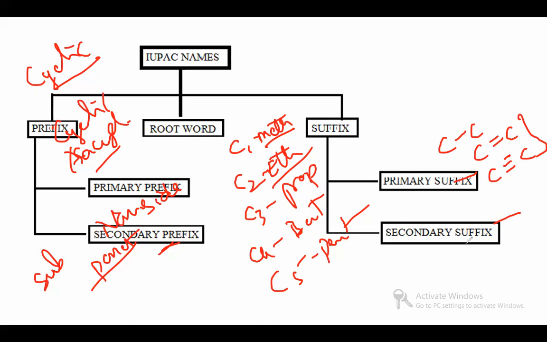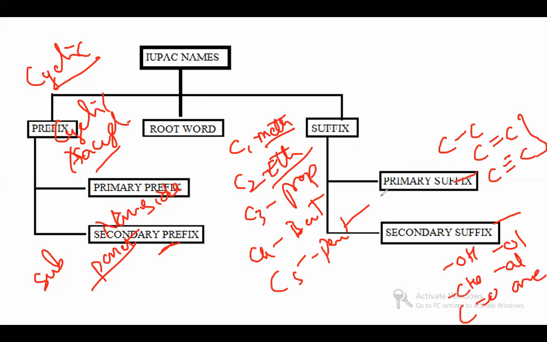The secondary suffix depends on the functional group attached. For example, for alcohol, the secondary suffix OL is added to the root word. Next, if it is CHO, aldehyde, the suffix is AL. Ketone, C double bond O, the suffix is ONE, like that.